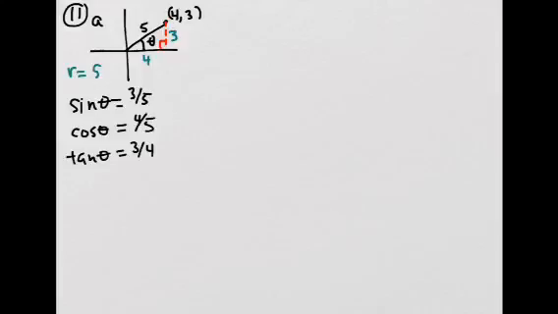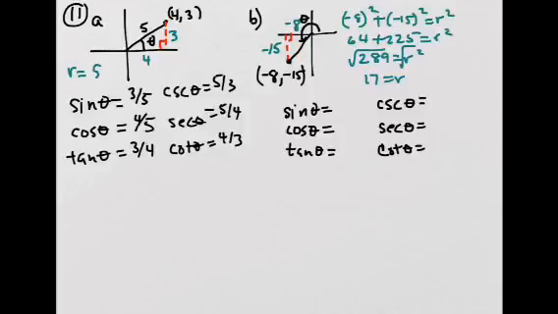And then the other three are just reciprocals: cosecant, secant, cotangent. So reciprocal of 3/5, 5/3. Reciprocal of 4/5, 5/4. Reciprocal of 3/4, 4/3.